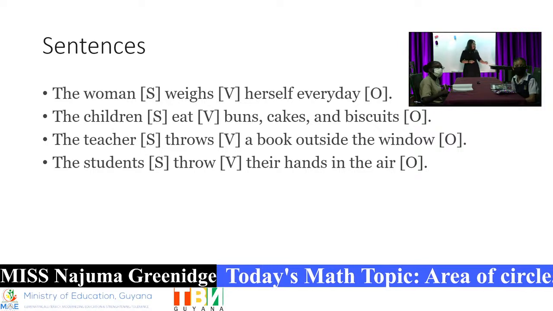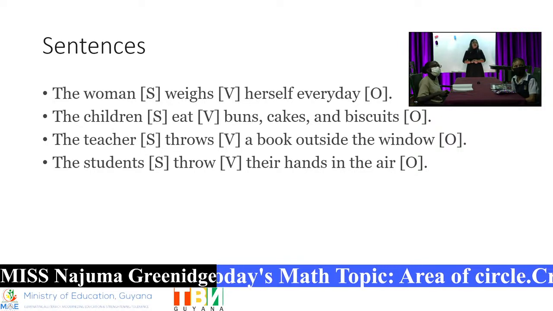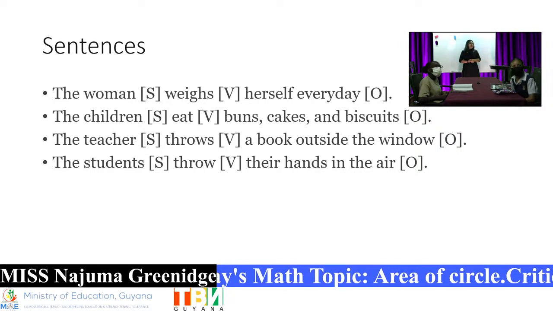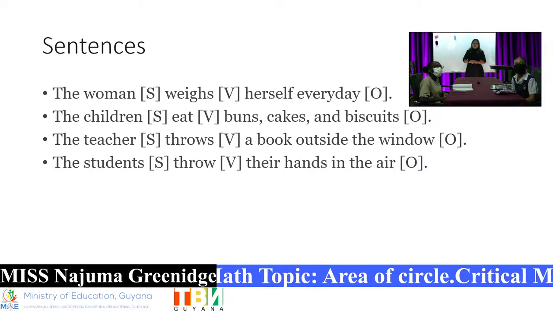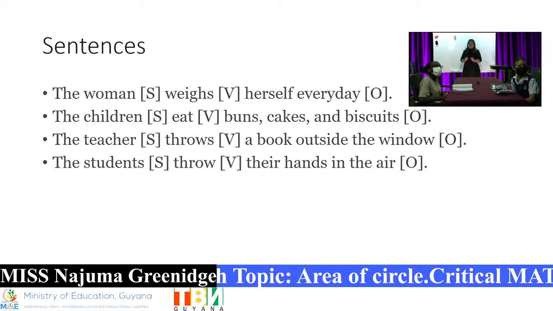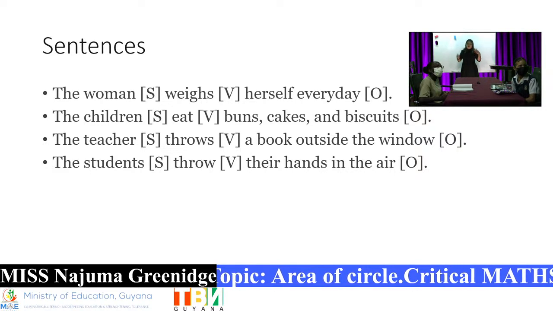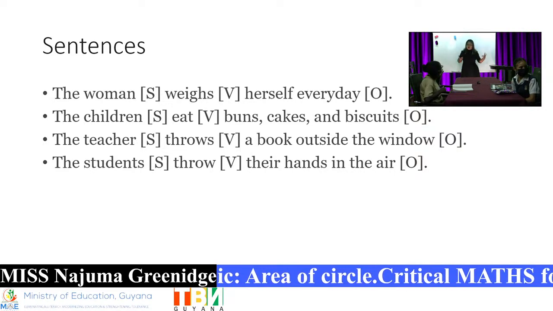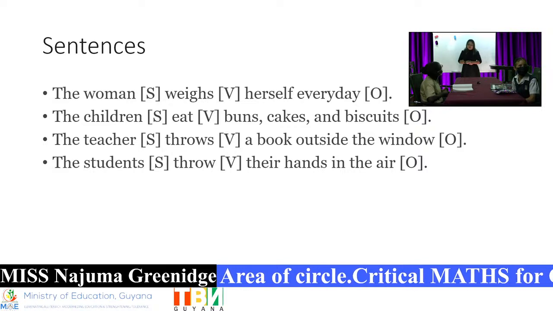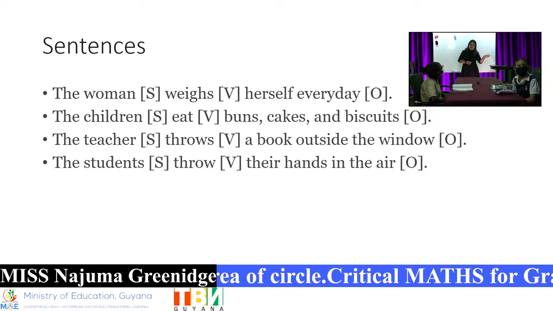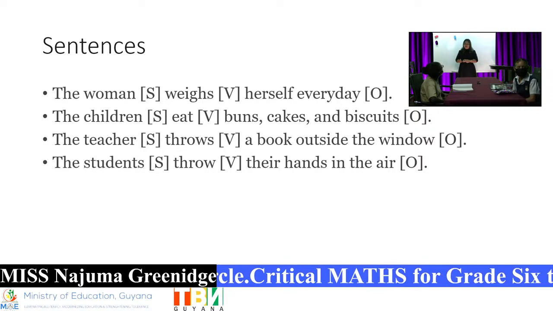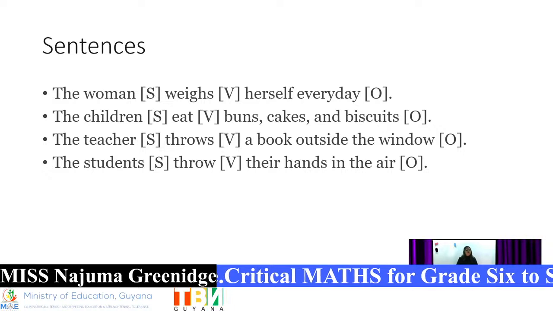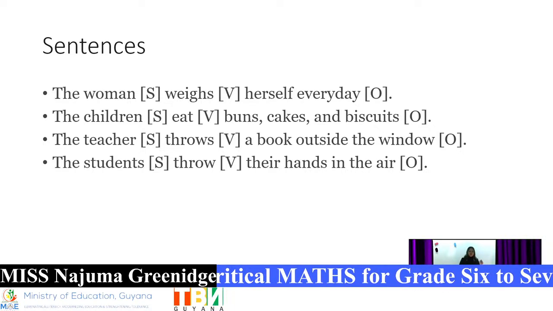So under sentences, you're going to see we have 4 sentences there, and the first one says, the woman weighs herself every day. The woman weighs herself every day. So if you're weighing something or someone is being weighed, what are they usually weighed on? Sometimes you have the bathroom one, or you have one at the health center. A scale. But in this sentence, are we talking about the scale or are we talking about the woman?